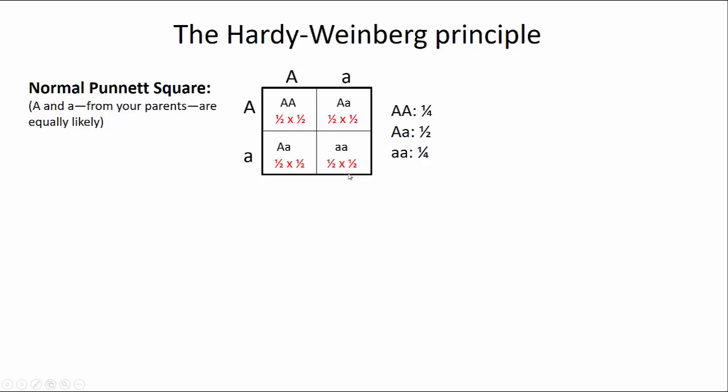Same situation applies for little a, and for heterozygotes, there are actually two ways that you could be a heterozygote. One of them is that you got big A from the parent on the side here. The other way is that you got big A from the parent on the top. And so the chance of each of them is 1/4, and you would simply add those together or multiply them by 2 to indicate that there are two different ways of getting big A, little a. And so the probability would be 1/4 plus 1/4, or 1/2.